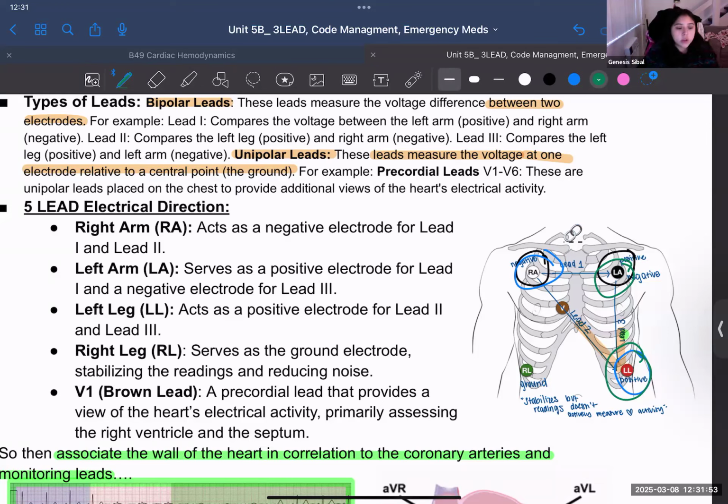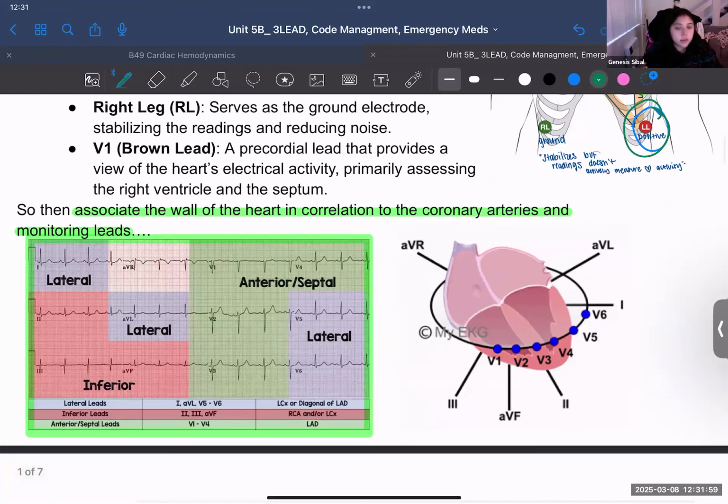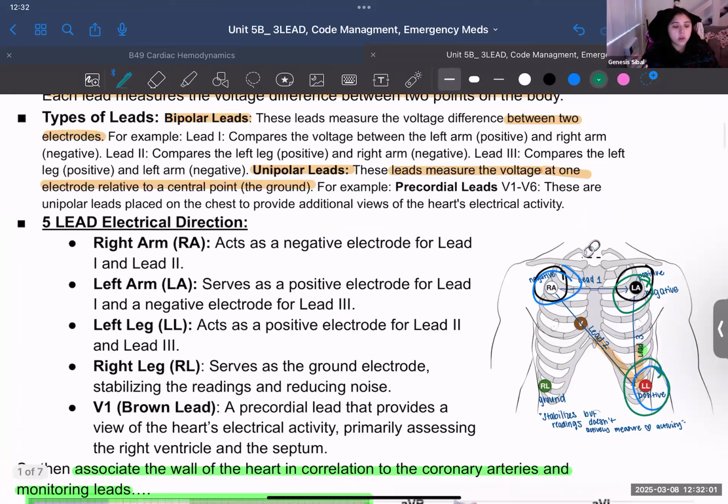In terms of precordial leads, that's V1 to V6. So when we're talking about memorizing some of these leads down here, those are basically your precordial leads. These are even more leads that you have, and they're technically under unipolar leads as well, because they're each individually measuring activity by themselves. But again, it just provides additional views.